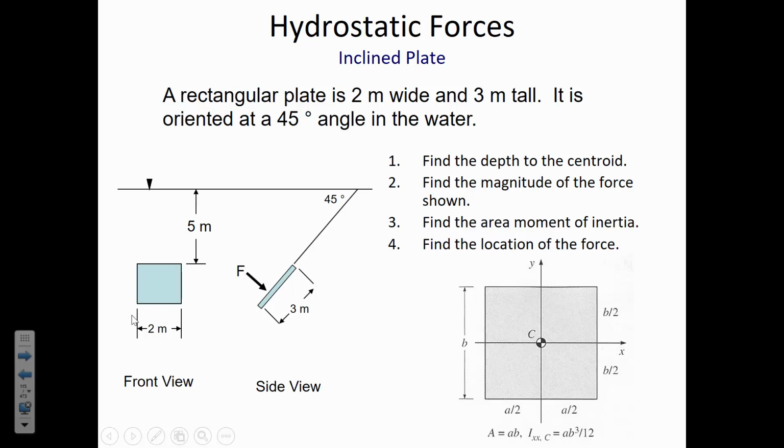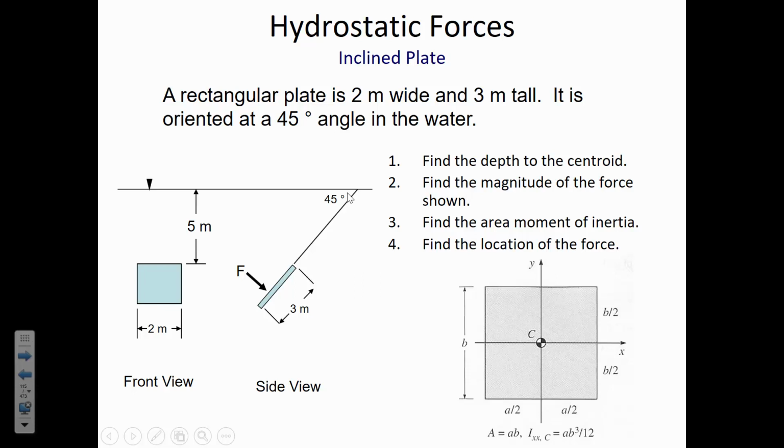All right, so we've got a 2 meter wide plate. From the front view, we can only see how wide the plate is. We can't dimension how tall the plate is from the front view because it's at an angle. So we rely on that side view to show us that the plate is 3 meters tall. You can see that the angle is a 45-degree angle up to the water surface.